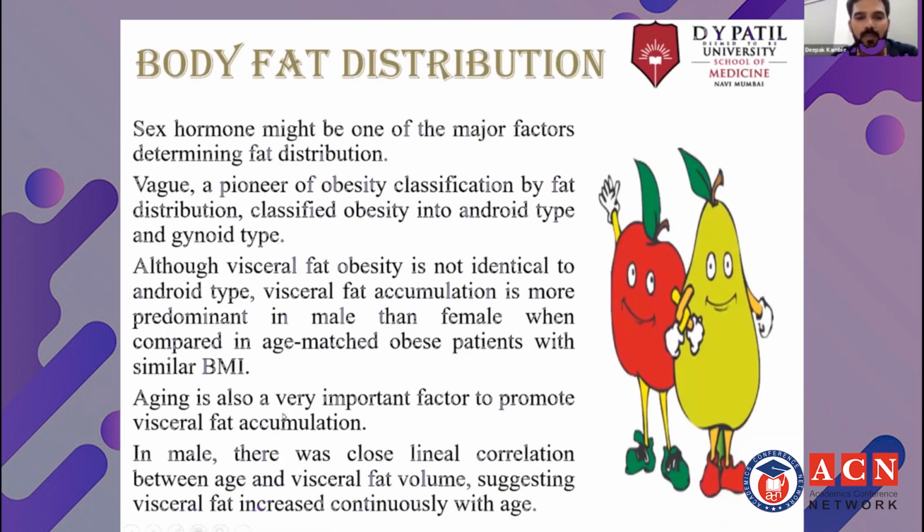Sex hormones are among the hormones that determine fat distribution. Like obesity, there are two types of fat distribution classification: android type and gynoid type. Visceral fat is not identical to the android type. Visceral fat accumulation is more predominant in males than females when compared in age-matched obese patients with similar BMI. Aging is also a very important factor promoting visceral fat accumulation. In males, there was a close linear correlation between age and visceral fat volume, suggesting visceral fat increases continuously with age.